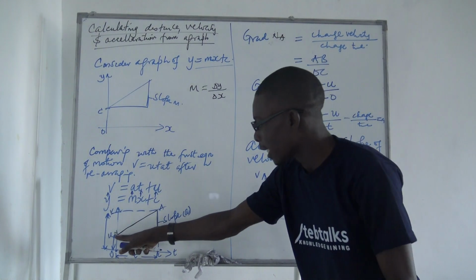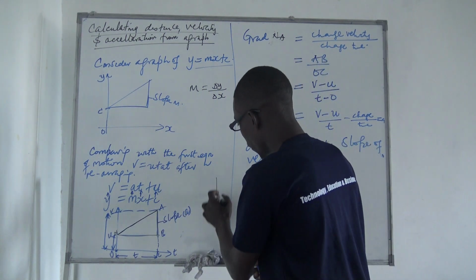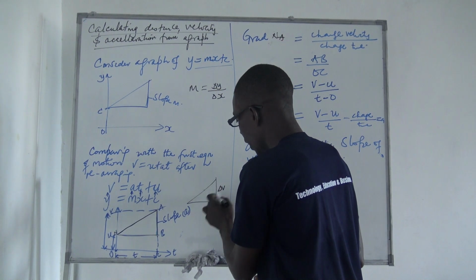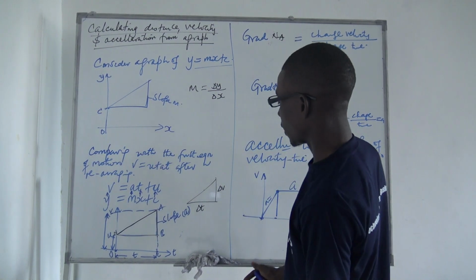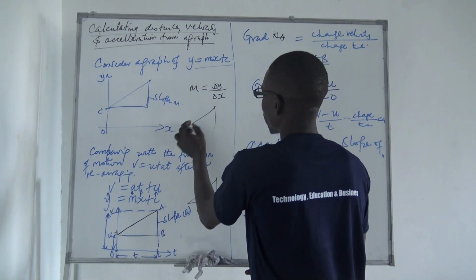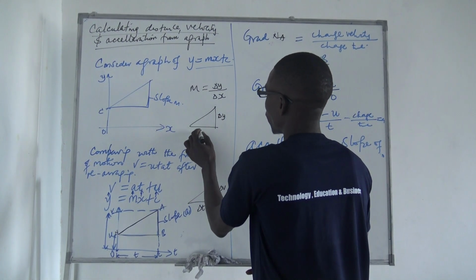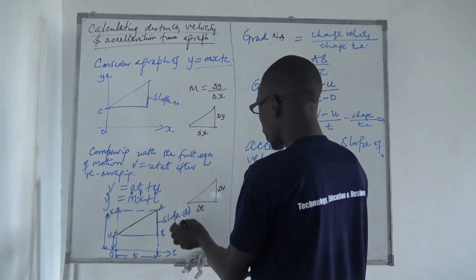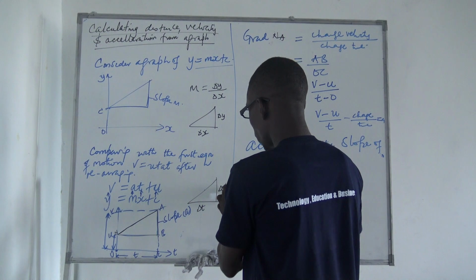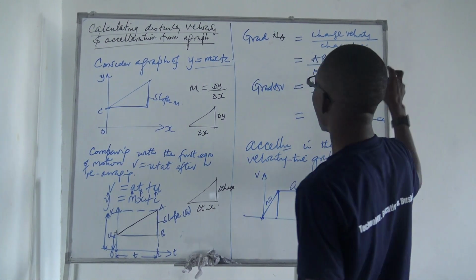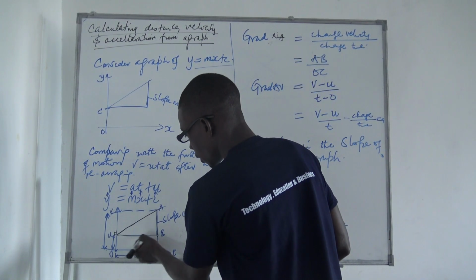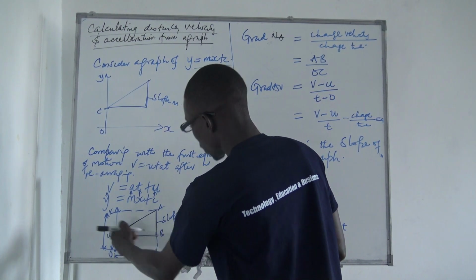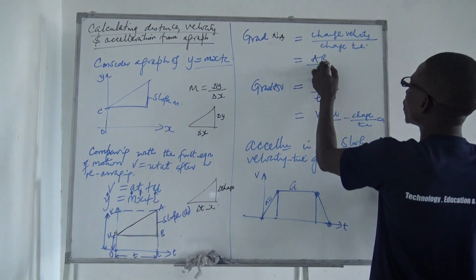Grad of NA, this line here. If I have this line here and I want to know its gradient, it will be the change in what is plotted here over the change in what is plotted here. Is that okay? Like if I have this one as xy, it will be the change in y over the change in x. But for us here, vertically we have v, horizontally time, so it is the change in velocity against the change in time. But from here, if we are looking at this, what is the change here? It is the AB. And then what is the change here? It could be NB. Isn't it? It is the OC stroke NB.